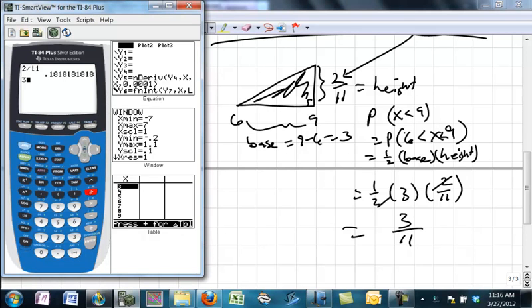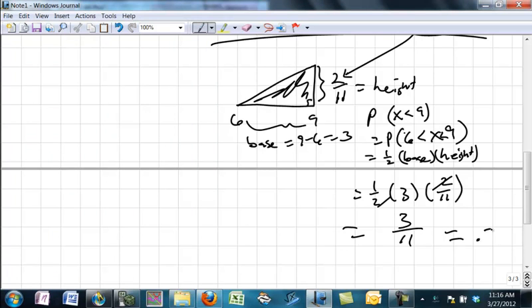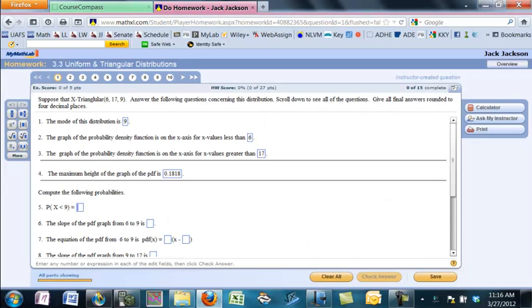3 elevenths is a repeating decimal, 0.27 repeating. So this one is 0.2727. The next one's a 2, so that would round off like that.